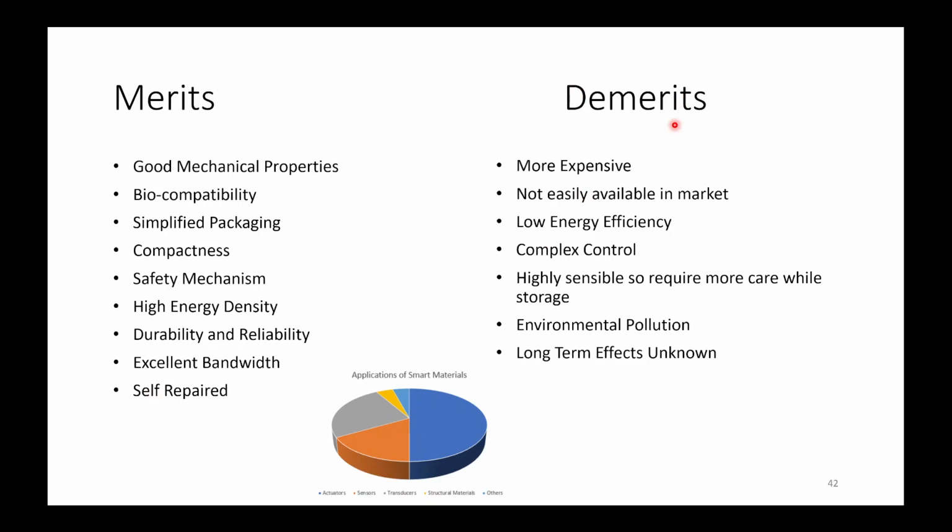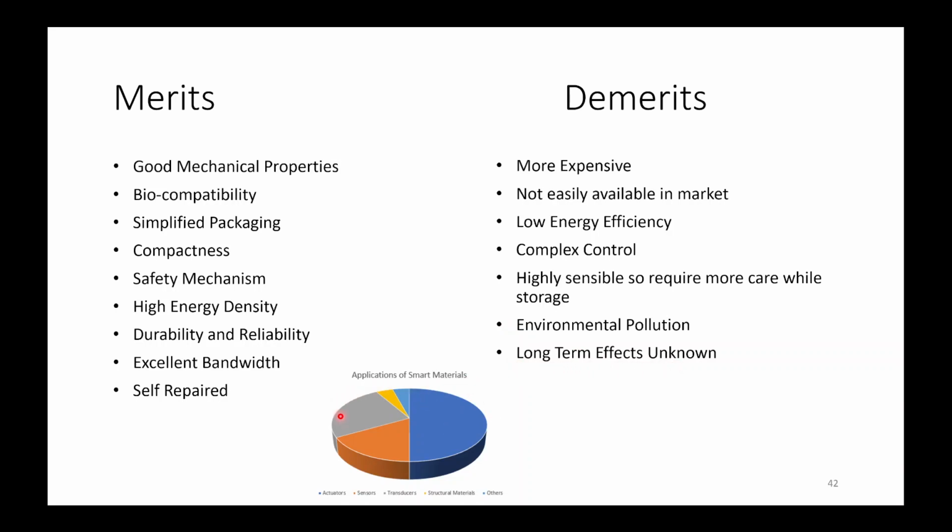And demerits of smart materials are that they are more expensive, they are not easily available in the market, and they have low energy efficiency. Some smart materials may have low energy efficiency and they have complex control also, and they are highly sensitive, so they require more care while storage. And environmental pollution can also be there, like if some material is toxic in nature, we can't dispose of it easily, and long term effects are unknown.